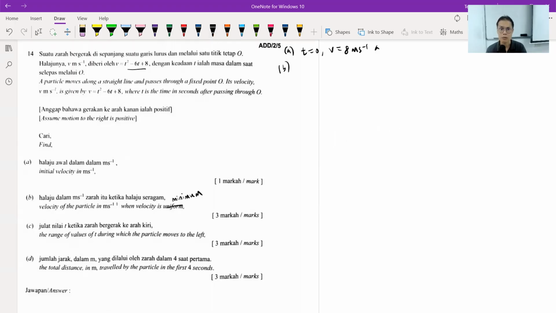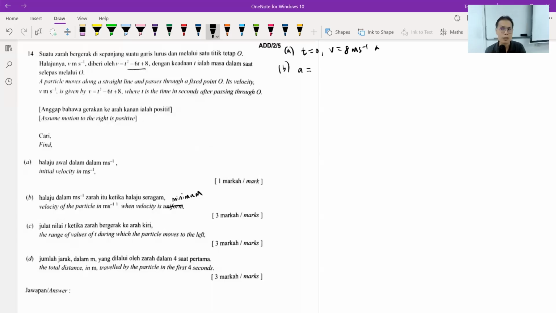In physics, if some of you take physics, uniform velocity means it goes constant. This is not constant. This one goes down and up. This is the point where the velocity is minimum. Now we know minimum velocity happens when your dv/dt, or your acceleration a, is 0.